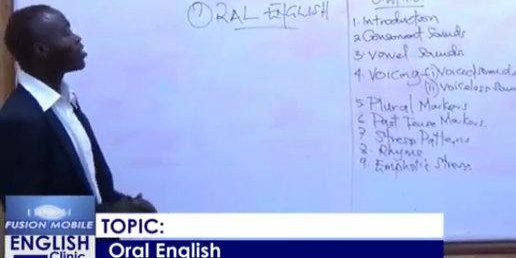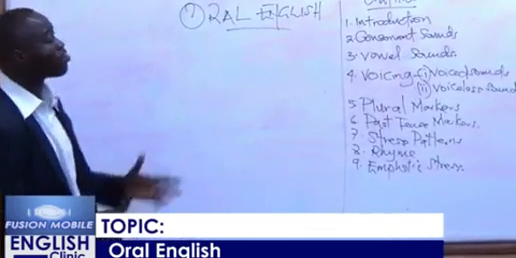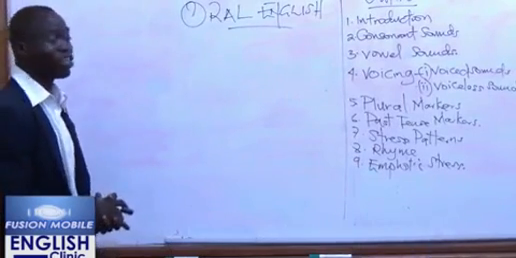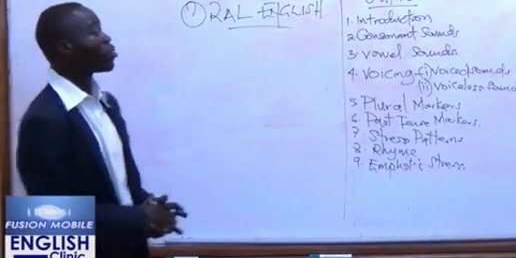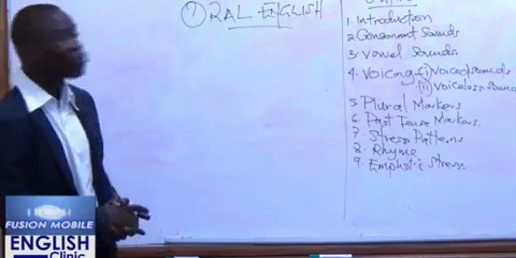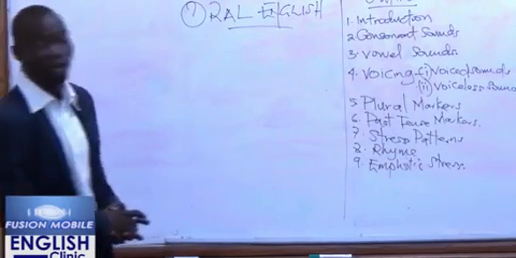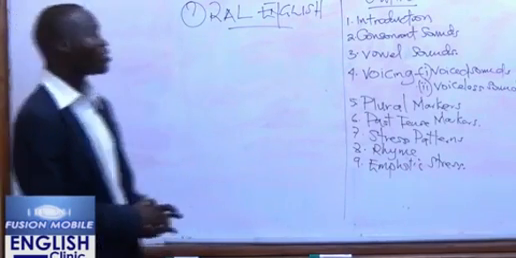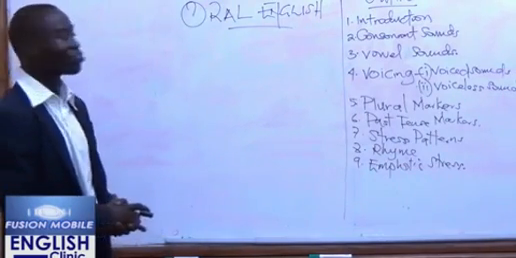And under this particular topic, we have some outlines. We are going to do an introduction to oral English. Then we talk about consonant sounds. We talk about vowel sounds. Then we go to voicing. We talk about plural markers, past tense markers, stress patterns, rhyme, and emphatic stress.